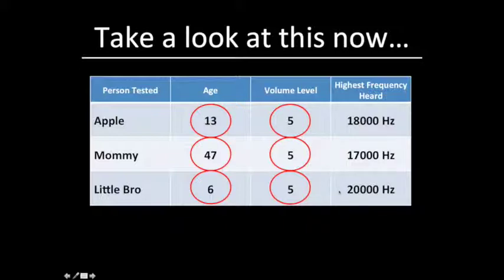So can you see the difference? Can you now see the link between our independent variable, and our dependent variable? Okay, because volume level was the same, we can say that the frequencies heard is affected by the age of the person, because this is the only thing we changed, the age of the person. And we can see that the younger you are, the higher the frequency you hear.